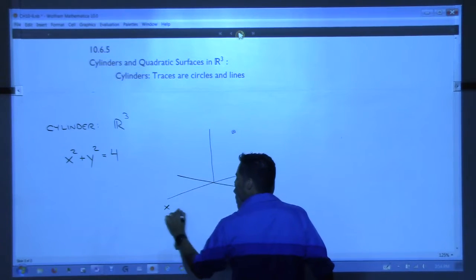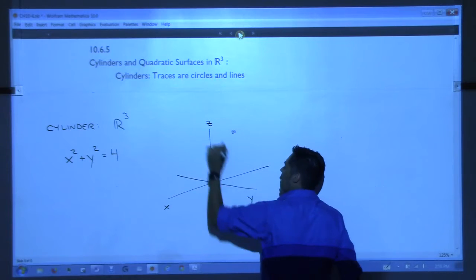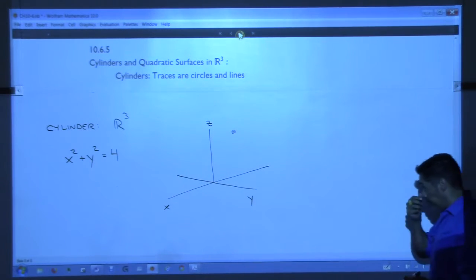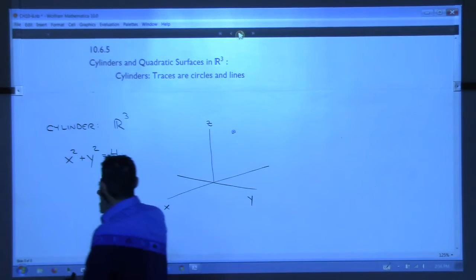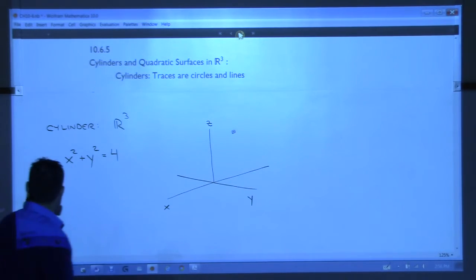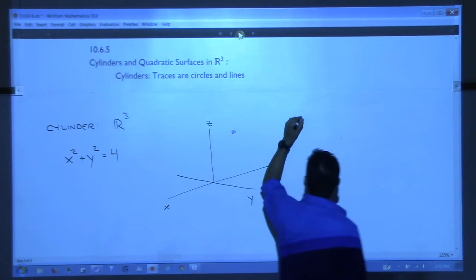Okay, so let's do x, let's do y, let's do z. This is our right-hand rule. And now we do these things called traces. To do traces, what we do is fix one of our variables to be constant, and then we try and figure out what the shape is that we're looking at. So I'm going to fix a variable to be constant right now. You ready? Here it comes. This is my first trace curve.